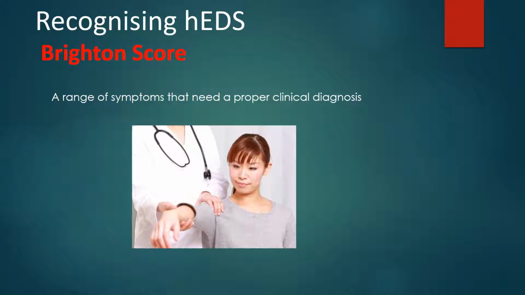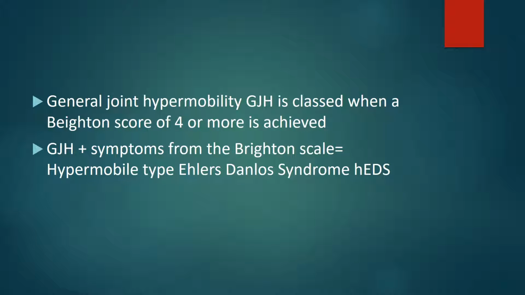Recognising HEDS, however, is more complex and uses the Brighton score. There are a range of symptoms that need proper clinical diagnosis in order to determine HEDS, and therefore this should not be attempted by dance teachers. Generalized joint hypermobility, therefore, is classed when a Beighton score of 4 or more is achieved. Generalized joint hypermobility plus symptoms from the Brighton score mean that an individual has hypermobile type Ehlers-Danlos syndrome.